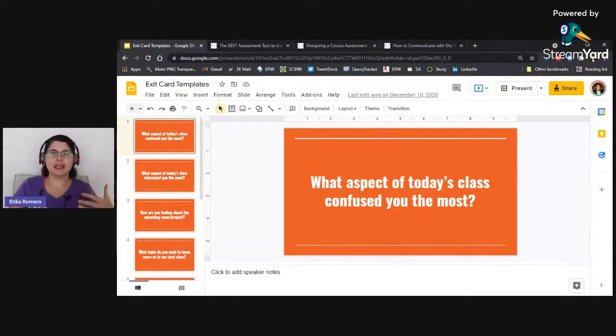And so basically what you're doing here is you're either going to have students write this down by hand on an index card, or you can use something like Pear Deck in order to get anonymous or written feedback from students on how the class is going. And so in this case, for example, what aspect of today's class confused you the most? And so by using these exit cards, you can get a sense of what went well and what went poorly. And so sometimes you decide what you want to actually say in these cards. So here's another example, right? What aspect interested you the most?